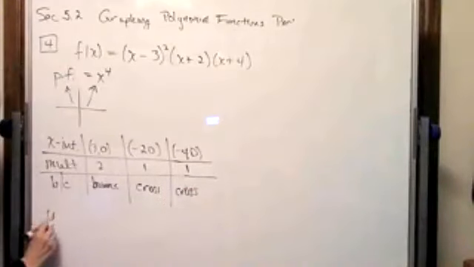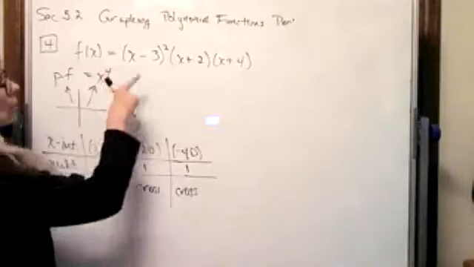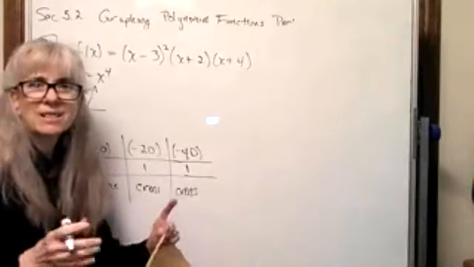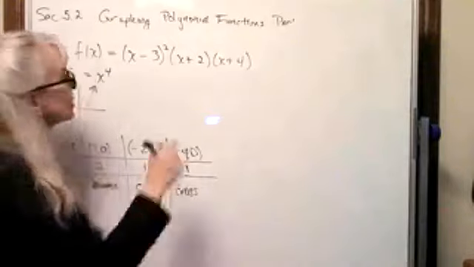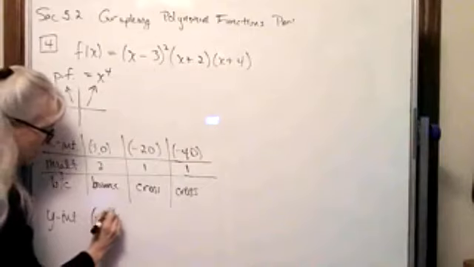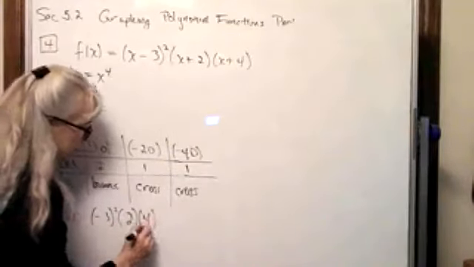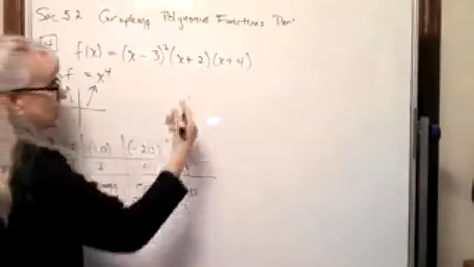We also need that y-intercept. It's a really important piece of information. To get the y-intercept, we're going to replace all the x's with zeros. So basically what I'm going to do is rewrite the function, but leave out all the x's. That would give me a negative 3, which we're going to square, times a 2, times a 4. And again, what we're physically doing is replacing these x's with 0, so we don't need to write them.